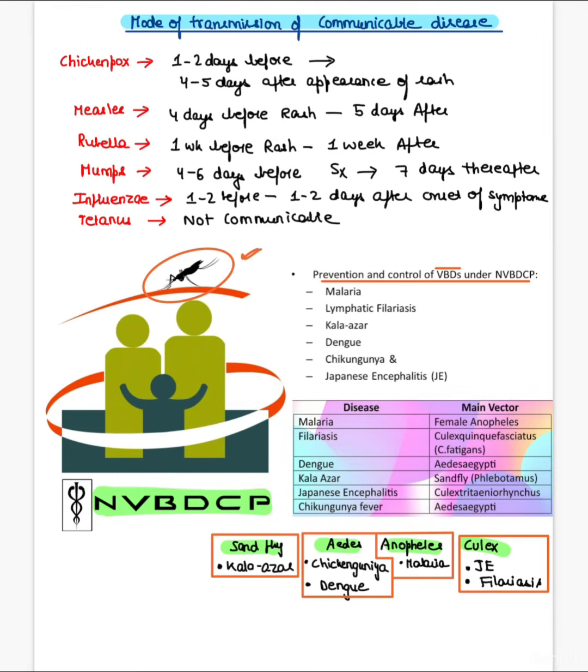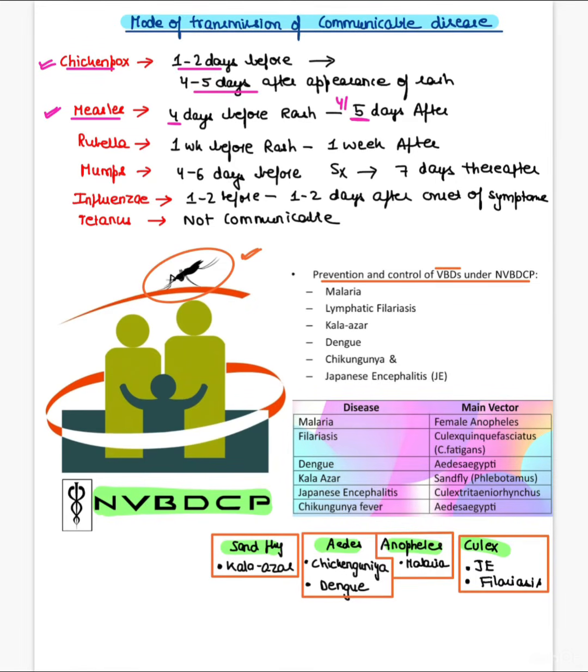Now coming on to the modes of transmission of communicable disease. These 2 are the most frequently repeated questions, guys: one is chickenpox, one is measles. Chickenpox is communicable 1 to 2 days before to 4 to 5 days after the rash. Then measles is 4 days before the rash to 5 days after the rash. Some books say 4, some books say 5.